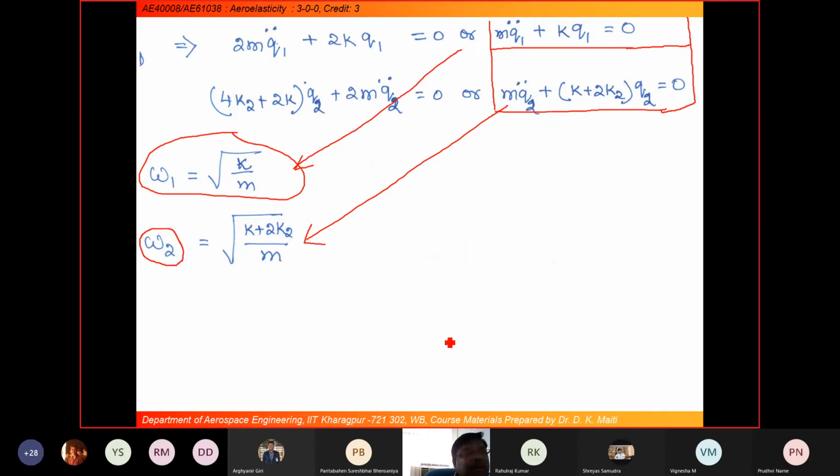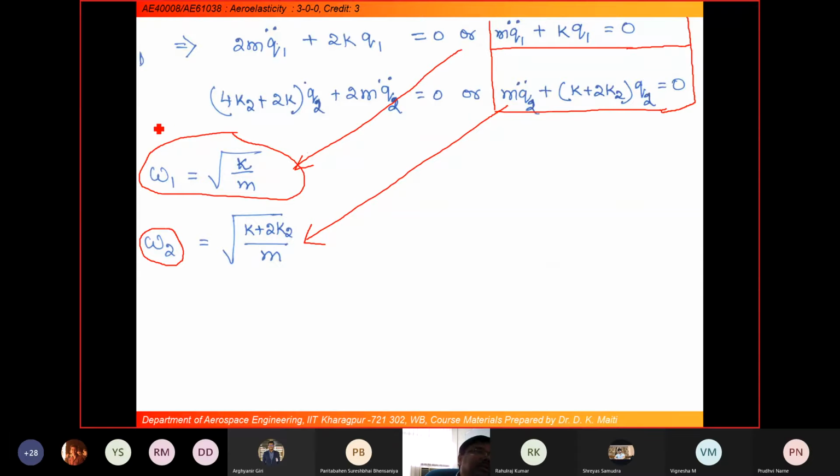After modal transformation, I will be getting modal mass and modal stiffness, and these are treated directly like our single degree of freedom system. In the single degree of freedom system, when we took m x double dot plus k x equal to 0, we can calculate the natural frequency, that is square root k by m. Similarly, these two equations have been transformed to an uncoupled single degree of freedom system.